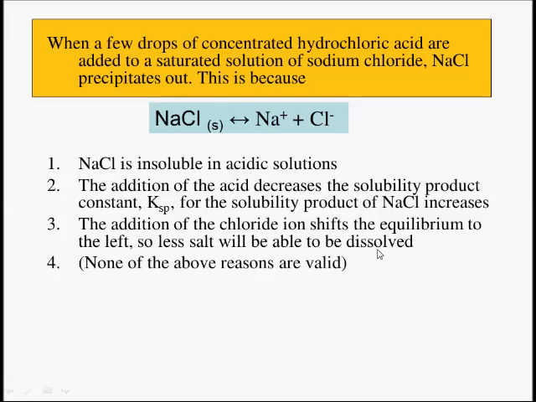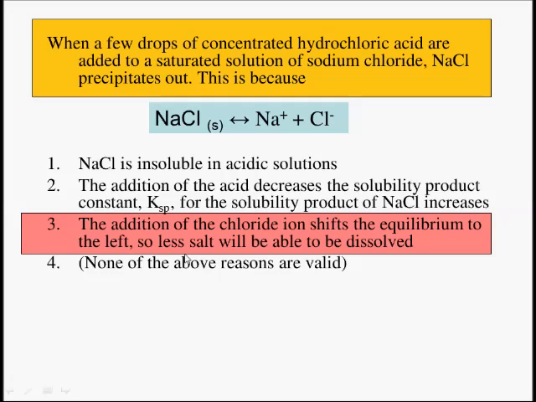Well, if I add hydrochloric acid, there's a common ion, that chloride ion. So again, adding more of the product, it's going to mess up equilibrium. It's got to shift to the left. The reverse reaction has to kick in to get back into gear, which means the amount of salt that can dissolve is now less. So I had a supersaturated solution. Some of that salt will precipitate out, and that's what causes that white cloudiness. So 3 was the correct answer for that one.